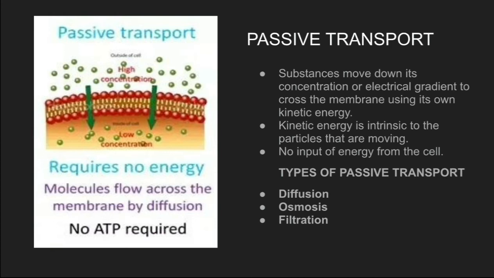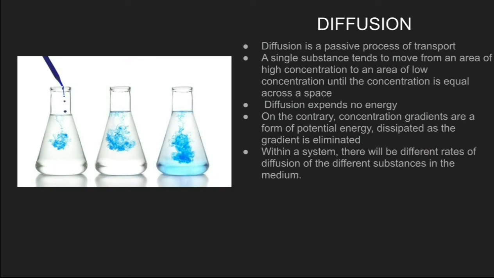So what is diffusion? Diffusion is a passive process of transport. A single substance tends to move from an area of higher concentration to an area of lower concentration until the concentration is equal across the space. So this line says that a single substance moves from the higher concentration to the lower concentration, so that you attain an equal concentration across the space. That is called diffusion.